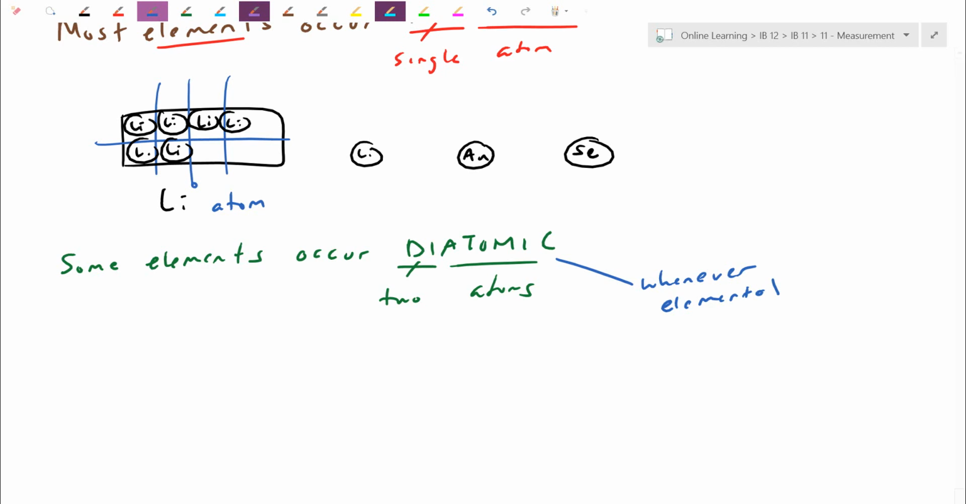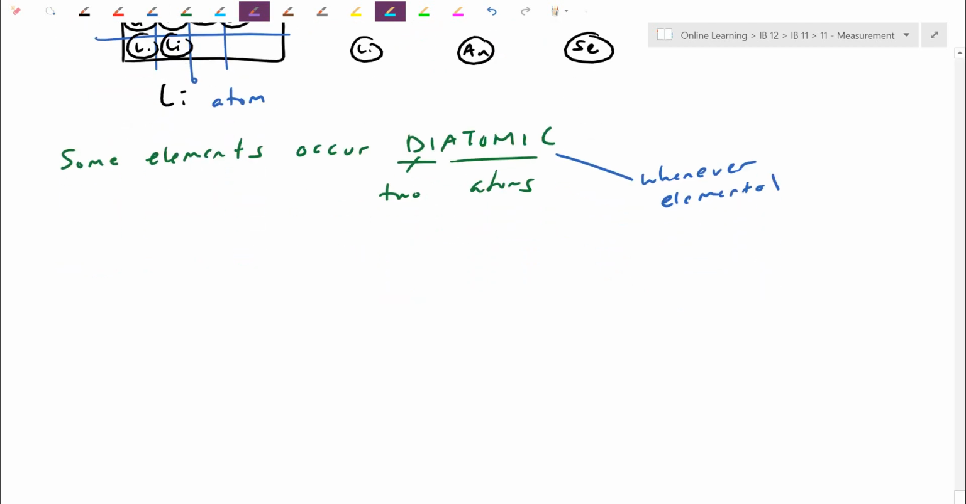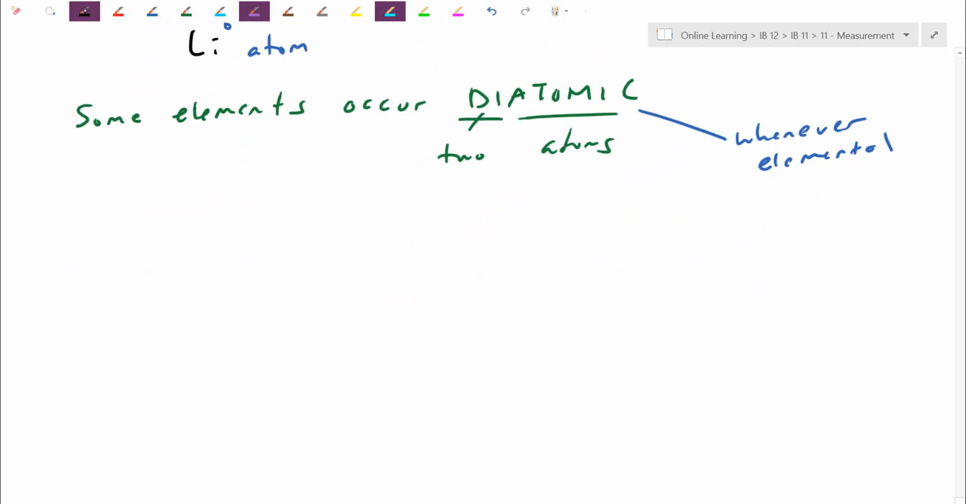But as long as it's by itself, there are a few elements that aren't stable by themselves. For example, let's take a look at fluorine. Fluorine is group number 17, so it means it has 7 valence electrons.